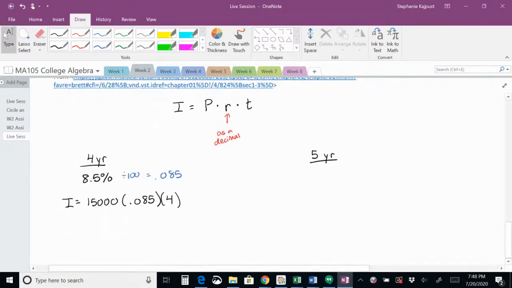So once you set that up, then you just put it in your calculator. You're just multiplying all of those numbers together. And you get 5,100. So $5,100 is the interest on that loan. Just the interest. So that would be added on to the $15,000 you already paid. You'd be paying over $20,000 for that loan.